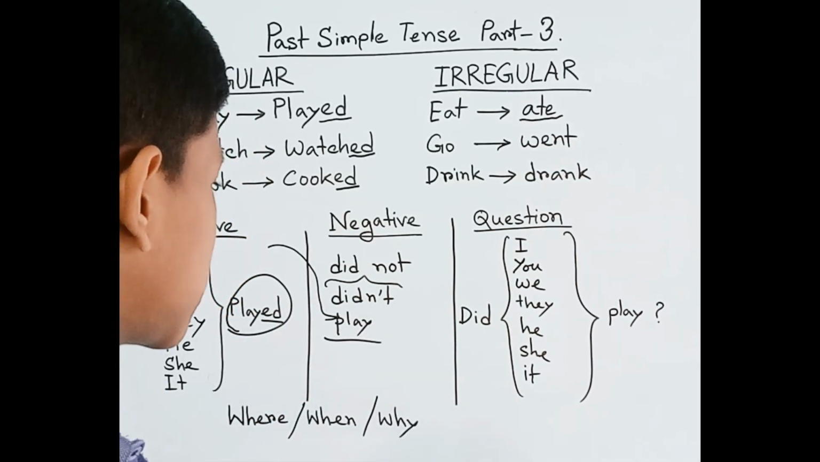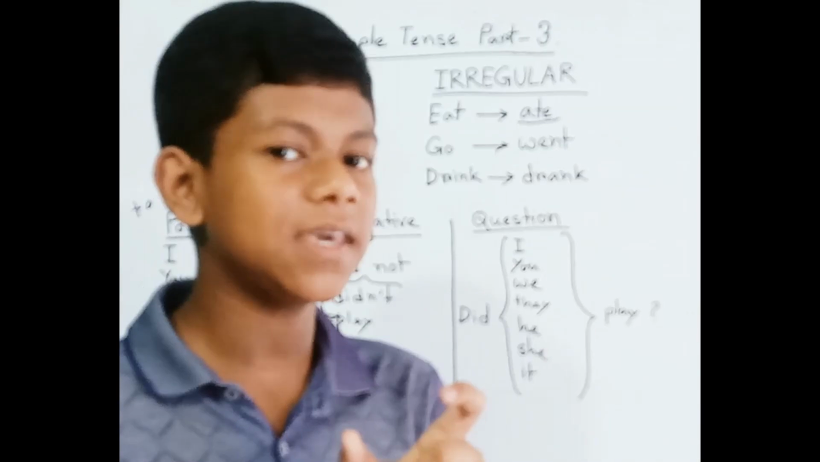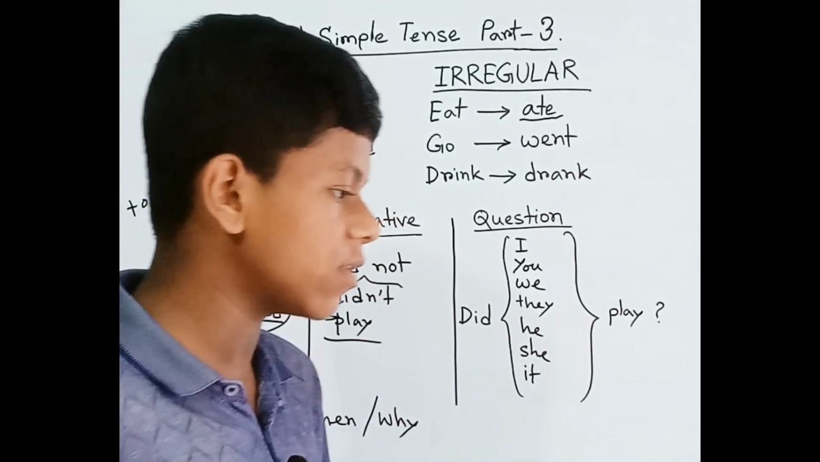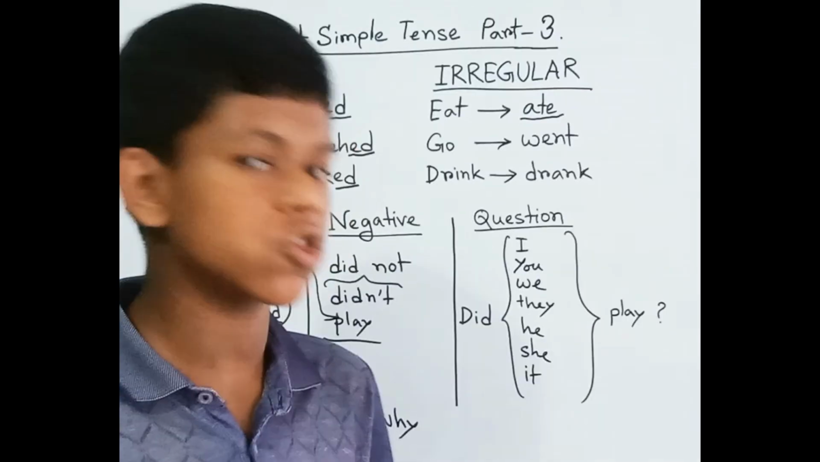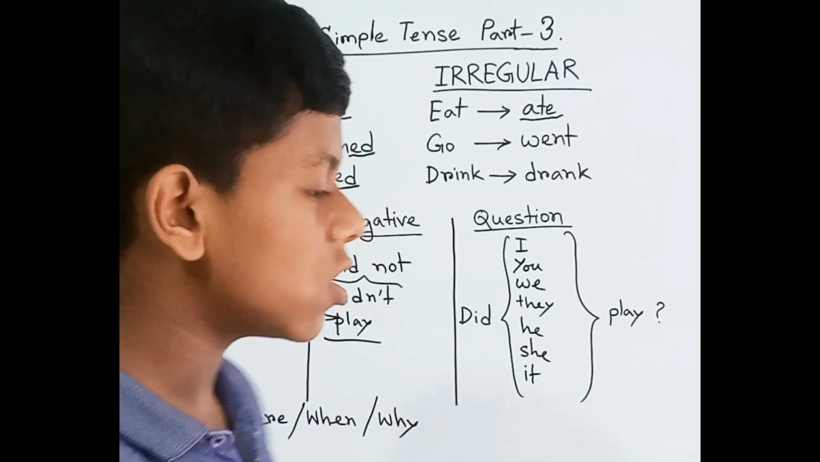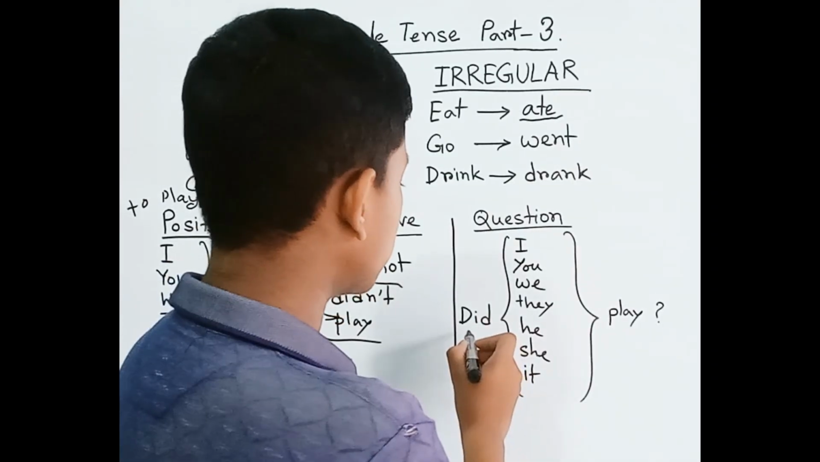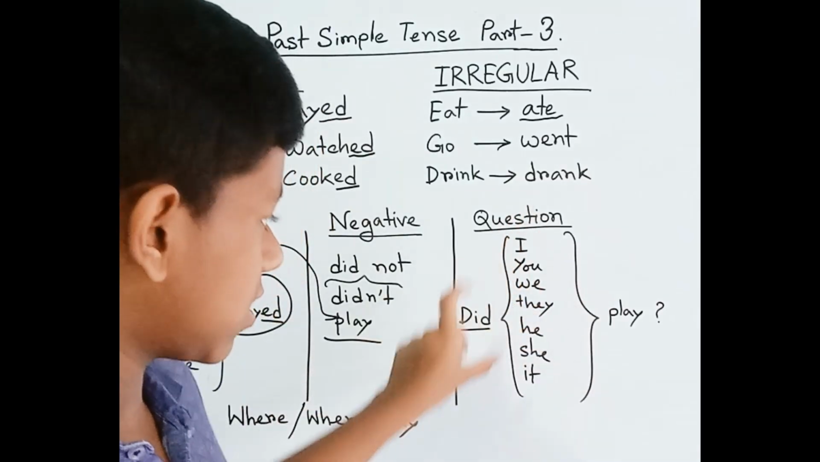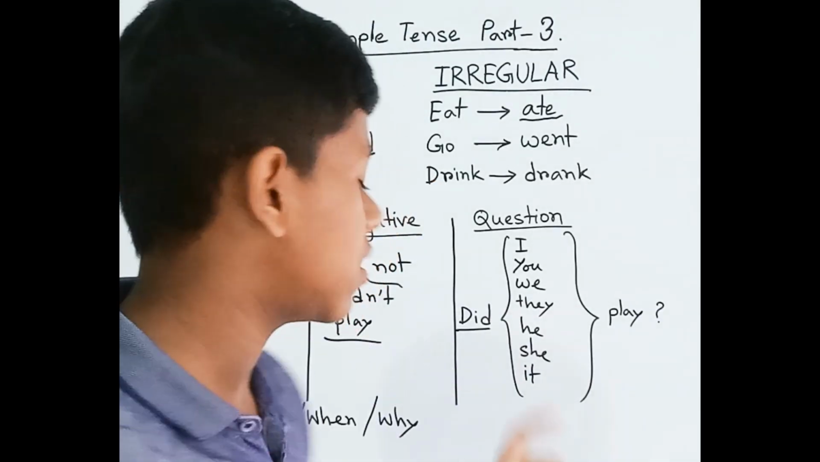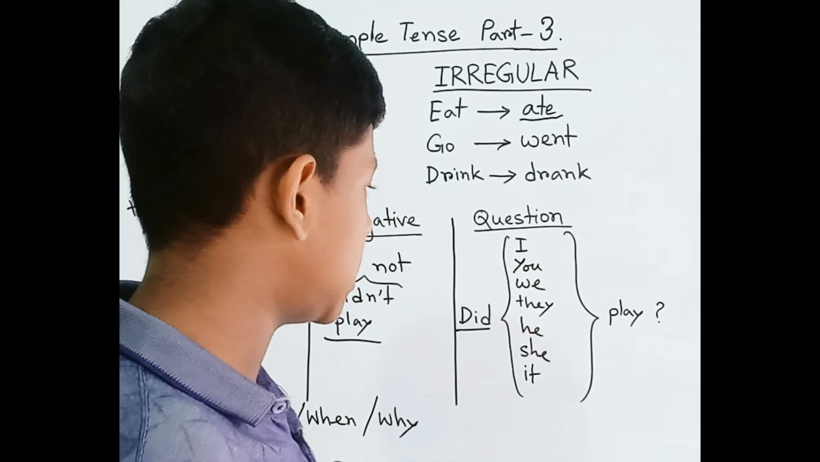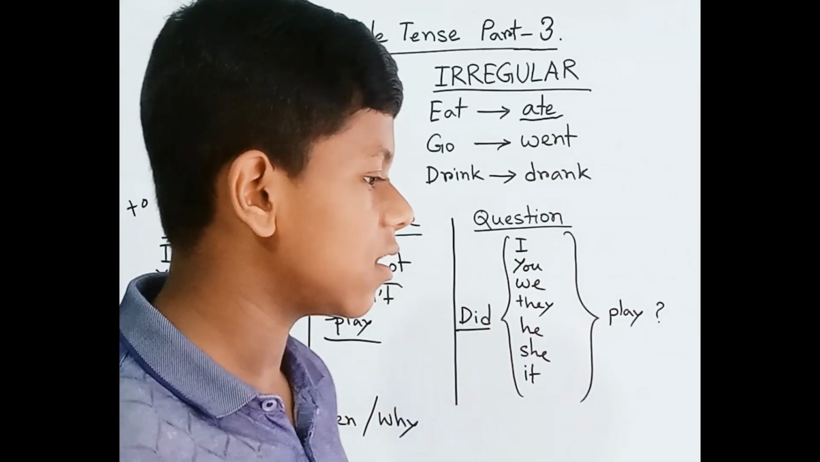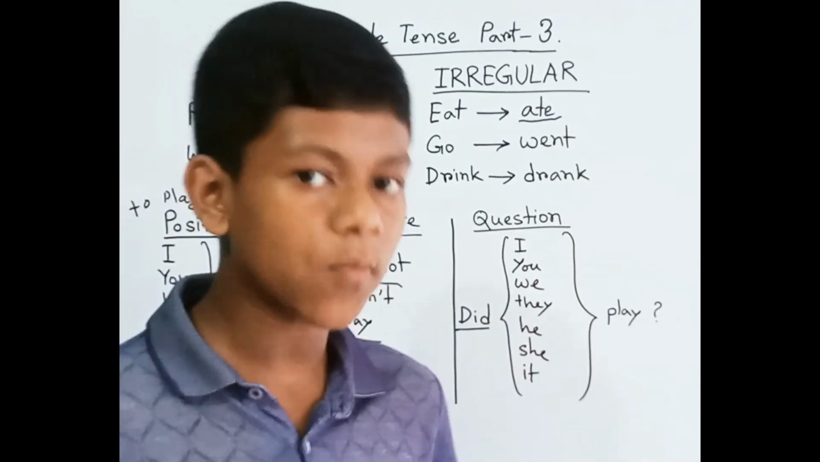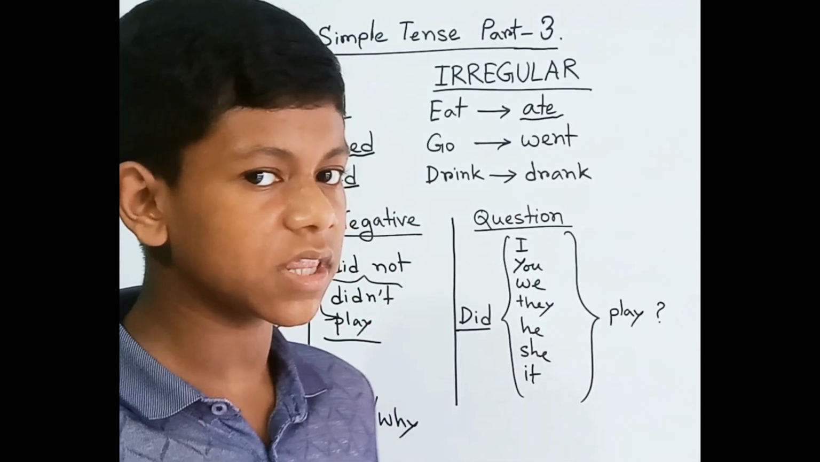But only for the question, it will be a little bit different. So what is the difference? First of all, you have to change the order. Just put the helping verb did before the subject. Here I have put the did before all these subjects, and these are the subjects and the play. During the question, it will be the same as the negative. The verb won't be changed. It will be the base form, or you can say verb 1.